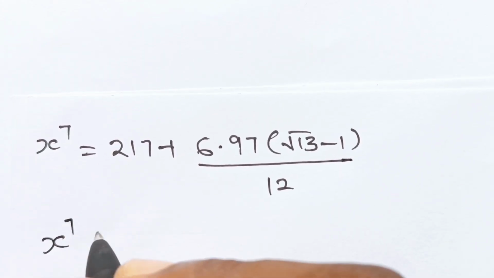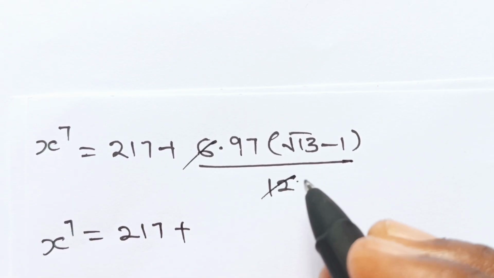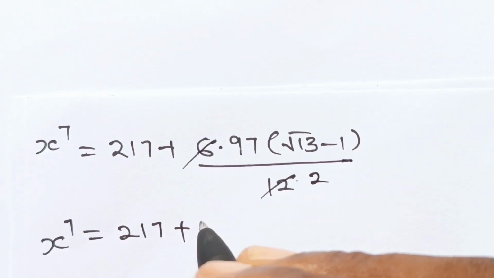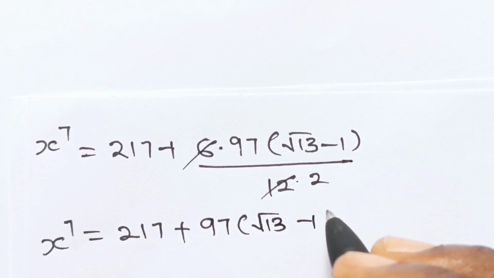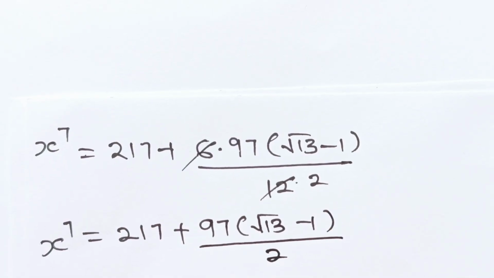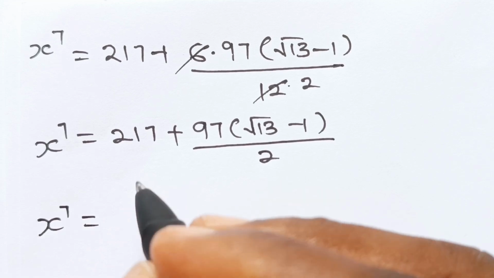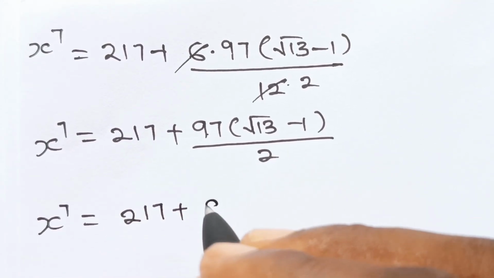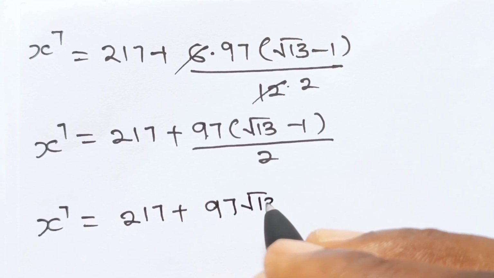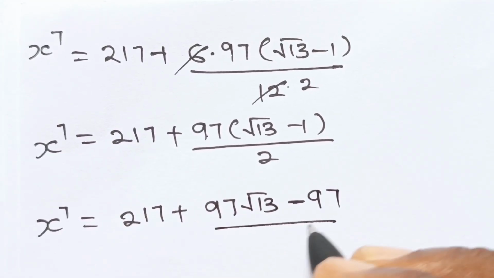So we have x to the power of 7 is 217 plus, now 6 we divide this to give us 2. So we have 97 brackets root 13 minus 1 divided by 2. Now x to the power of 7 is 217 plus, now 97 times this will give us 97 root 13, 97 times minus 1 is minus 97, divided by 2.